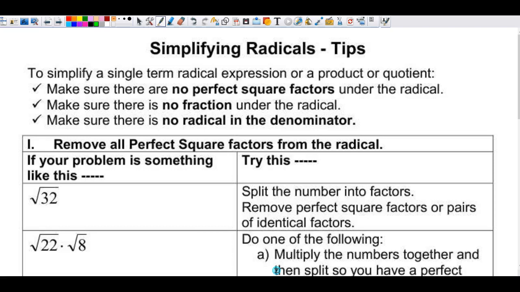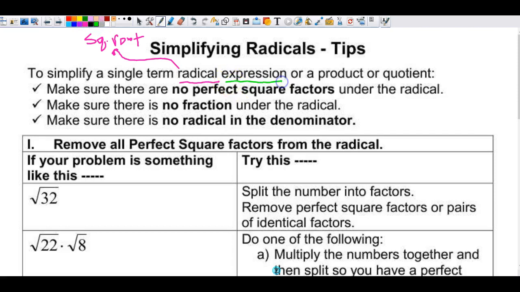So before we ever even start talking about radicals, let's just talk about this first little sentence here and what the terminology means in this. It says to simplify a single term radical expression or a product or quotient. Okay, so let's just recap here. Radical is just a square root. That's root.